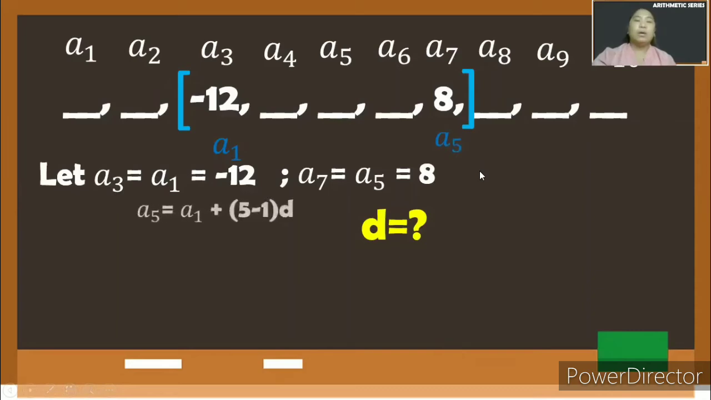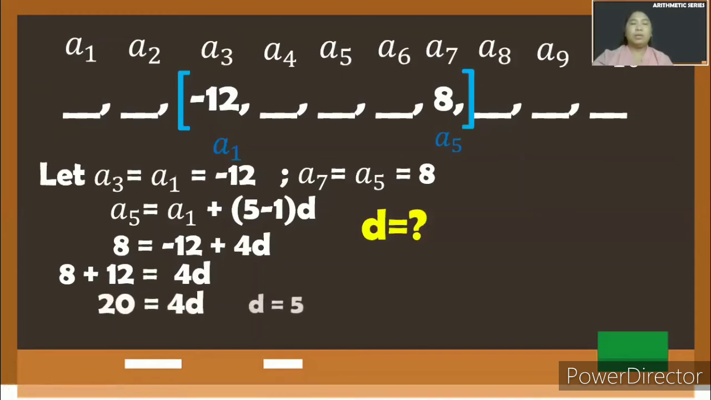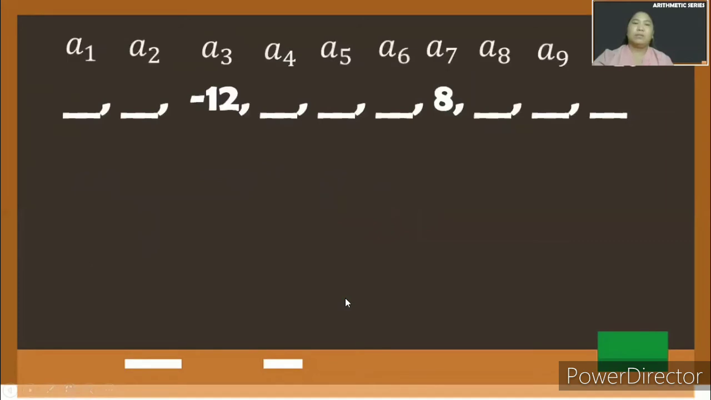So, now, by having this formula of arithmetic sequence, we can now find D. So we can have a sub 5 is equal to a sub 1 plus the quantity 5 minus 1 times D. So we have 8 is equal to negative 12 plus 4D. Then 8 plus 12 is equal to 4D. By simplifying, we can get 20 is equal to 4D, and by dividing 20 by 4, that is 5. So we have now our common difference, which is 5.